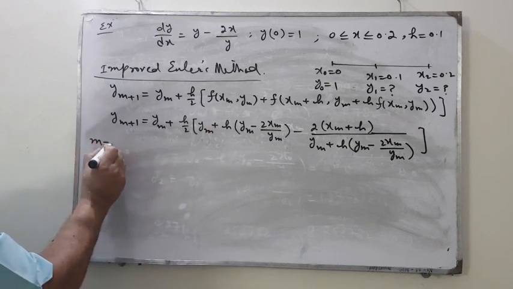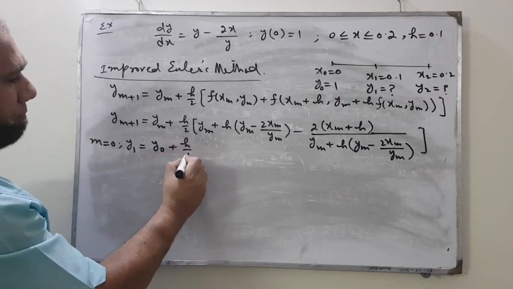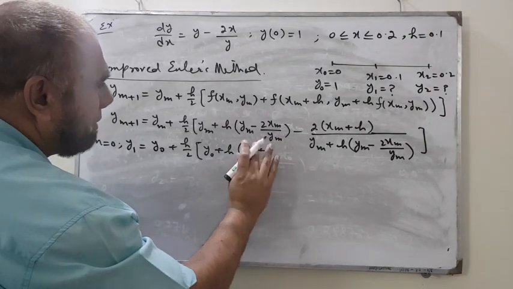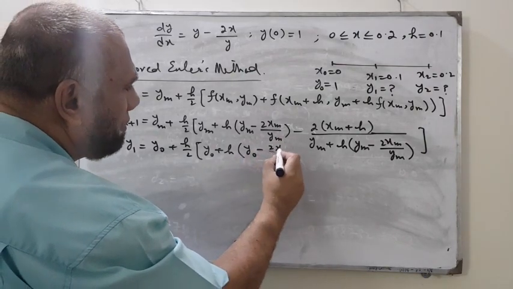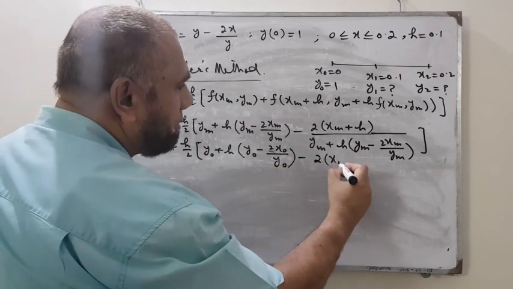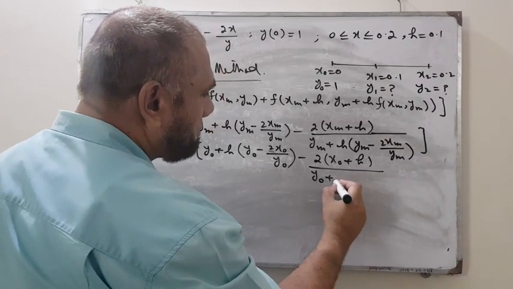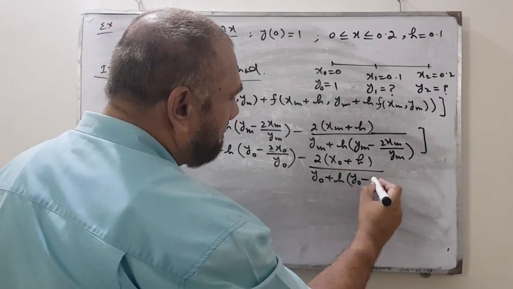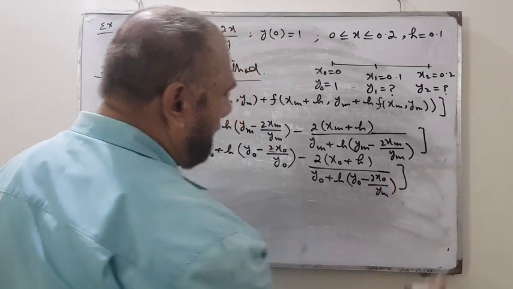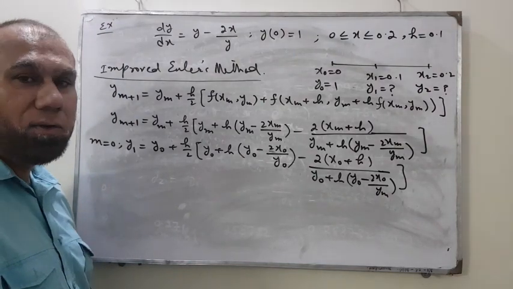Values of m starting from 0 will be having y1 on the left side, y0 plus h times (y0 minus 2x0 over y0) minus 2x0 plus h whole divided by y0 plus h times y0 minus 2x0 over y0. Okay, now you can see on the right side we need x0, y0 as well as h.